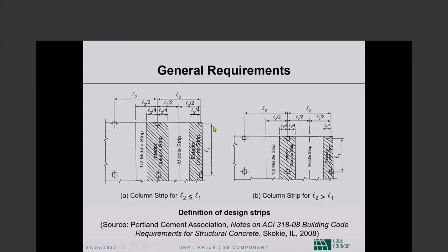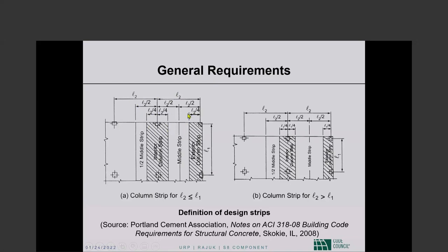If L sub 2 is smaller than L sub 1, as in the left picture, then the width of the half column strip is L sub 2 over 4. The width of this half column strip is also L sub 2 over 4. Now, here, the two spans are equal. This is L sub 2, that is L sub 2. So this is also L sub 2 over 4 for a column strip width of L sub 2 over 2. Okay? And whatever is left over is the middle strip.